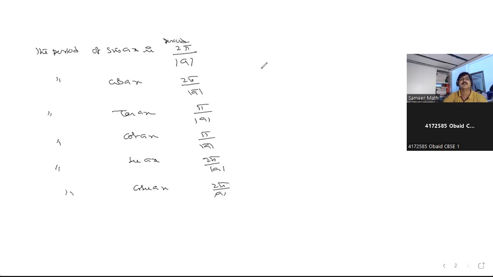Now the question is immediately, sir, what is going to happen here if it is like this? The period of sin(ax + b), what is the period? You write plus b or minus b, nothing will happen here. The coefficient of x is important, not the other one. The period of this one is again 2 pi by mod a only.